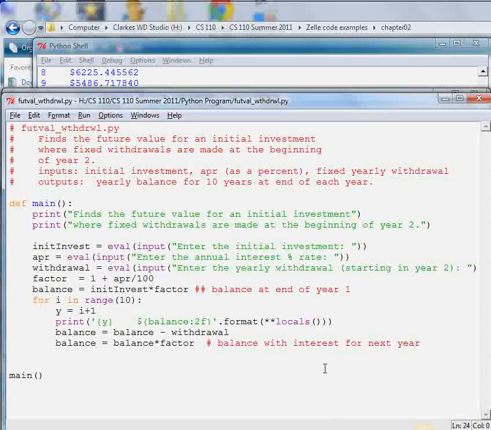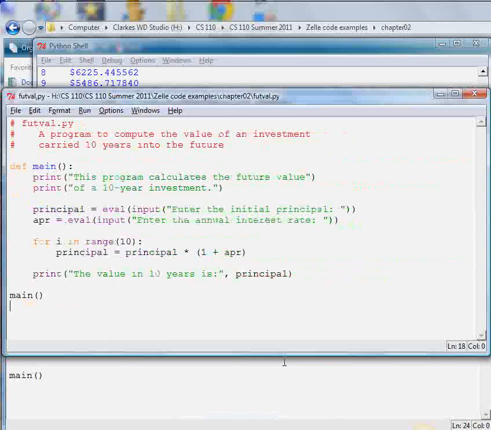Okay, so the starting point is the future value program that's in Chapter 2. That doesn't do quite what we want, though. This one computes the future value of an investment, or a principal is the terminology they use here, where you just plunk your money down and you get the bank interest rate compounded for 10 years.